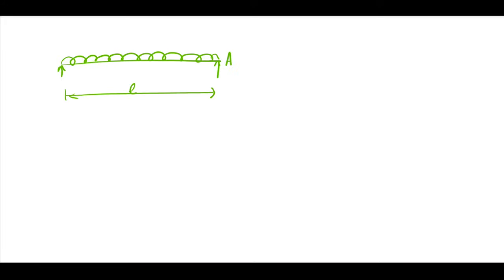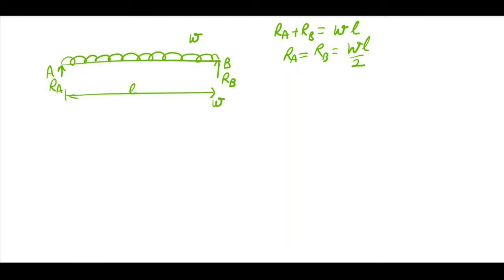So now if a uniformly distributed load is acting on a simply supported beam of span L, let this be B and A, and the load is again w, that is load per unit length. So we have to calculate RB and RA. Here RA plus RB is equal to W into L. As the load is uniformly distributed, RA will be equal to RB. Hence RA is equal to RB is equal to WL by 2. So I can write here WL by 2.